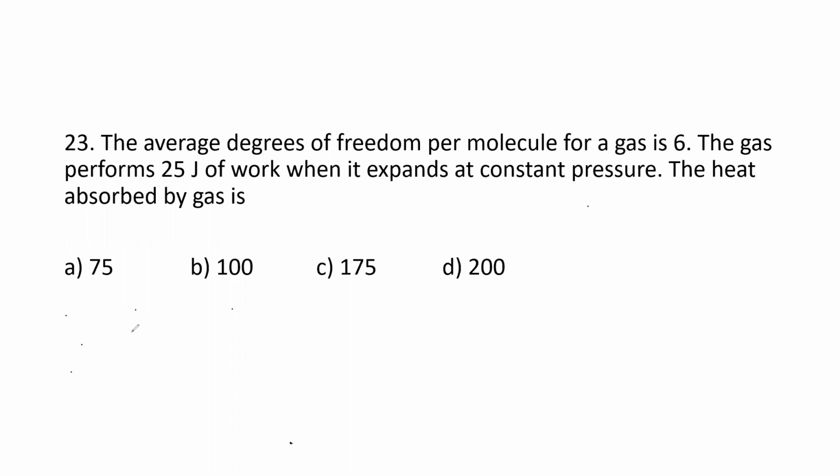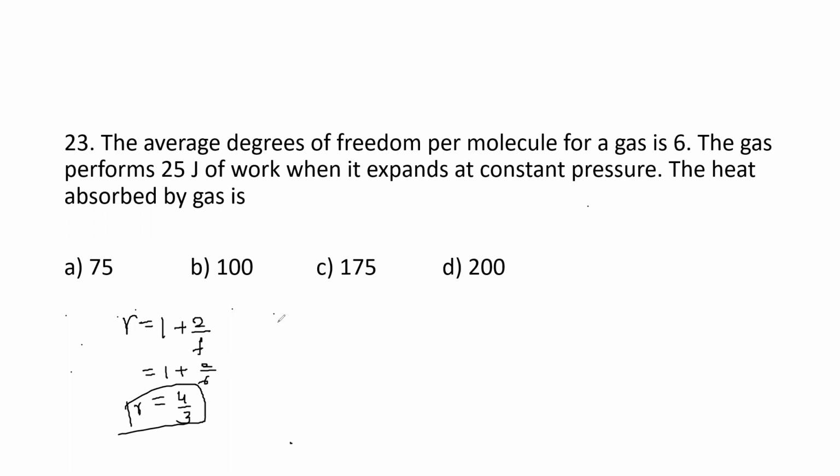To calculate the heat energy, we require the gamma value. So first let us calculate the gamma value. Already we know the relation between gamma and degree of freedom: gamma is equal to 1 plus 2 divided by f, that is 1 plus 2 divided by 6, which is 1 plus 1 by 3, that is 4 divided by 3. This is your gamma value.